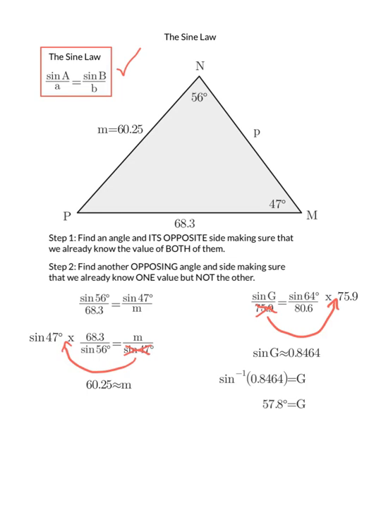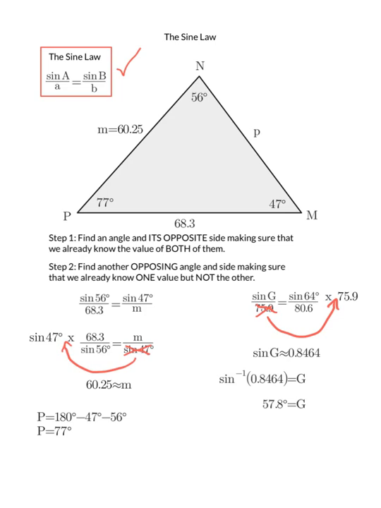Of course, with this triangle, we have to go a little farther because we still don't know capital P or lowercase p. So let's do that quickly. For capital P, we already know two angles, so we can easily find the third angle. Capital P equals 180 degrees minus 47 degrees minus 56 degrees. So capital P is equal to 77 degrees.